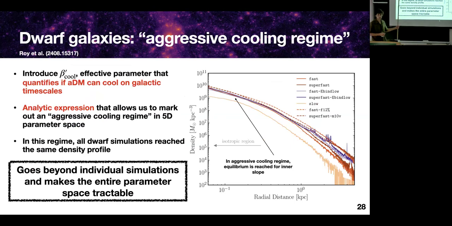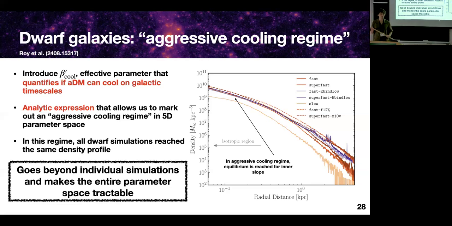Sandeep went on to do this dwarf galaxy paper where he looked at the aggressive cooling regime. Importantly, they introduced this effective parameter that quantifies if ADM can cool on galactic timescales. And so this is going beyond individual simulations and creating an analytic expression that allows us to mark out the aggressive cooling regime in 5D parameter space.